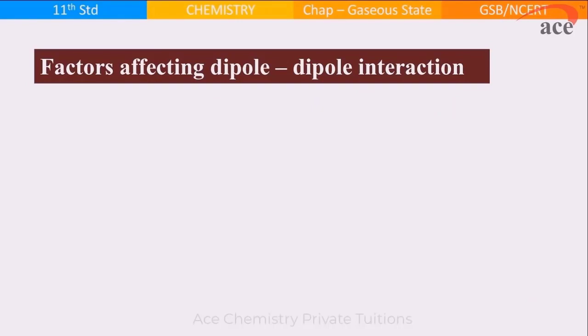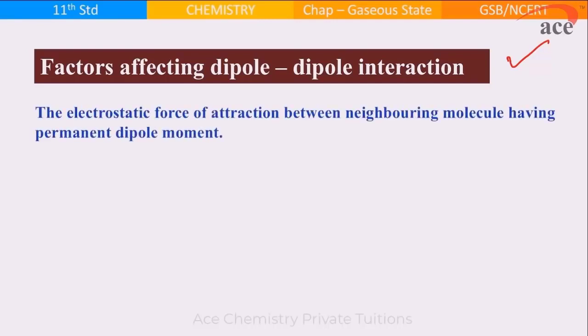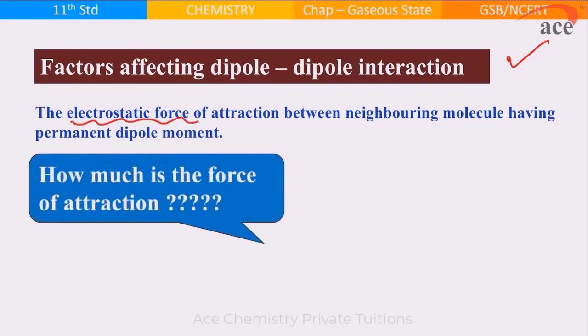Now, what factors can affect dipole-dipole interaction? Let us think. I'm sure everyone must be having something in their mind regarding this. What is the must criteria? There has to be two different atoms. These atoms should have a difference in electronegativity because there is electrostatic force of attraction. So, how much is the force of attraction? Is it a strong force or a weak force?